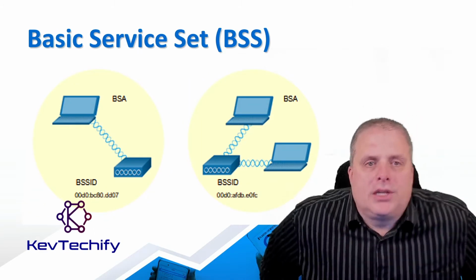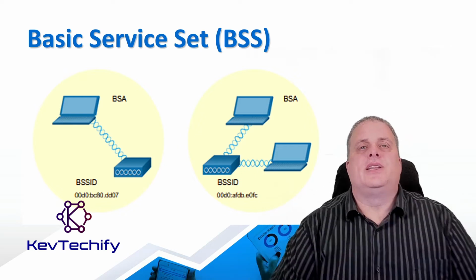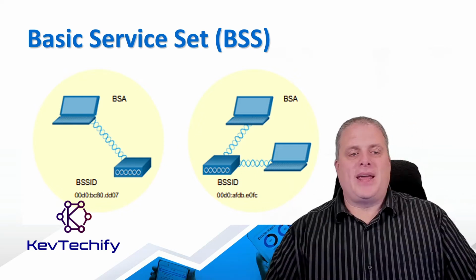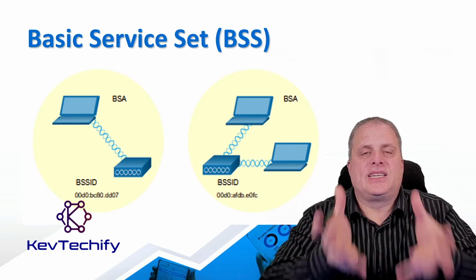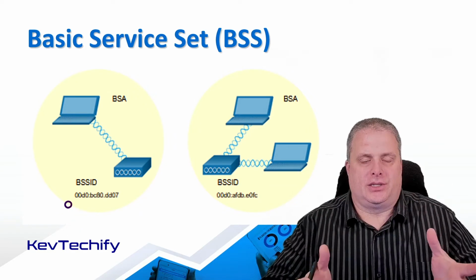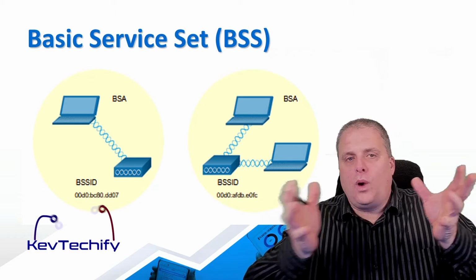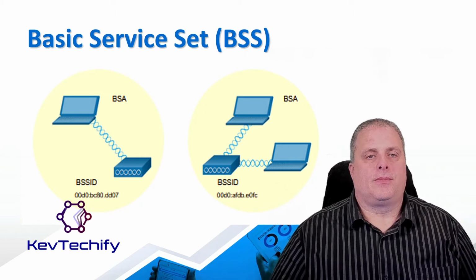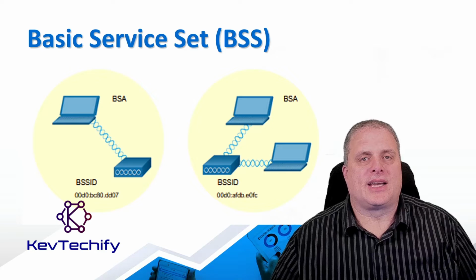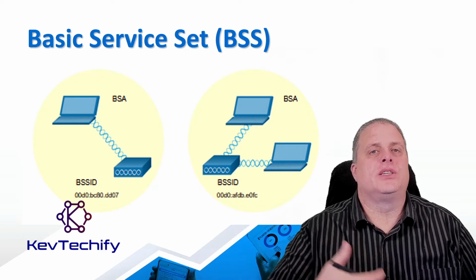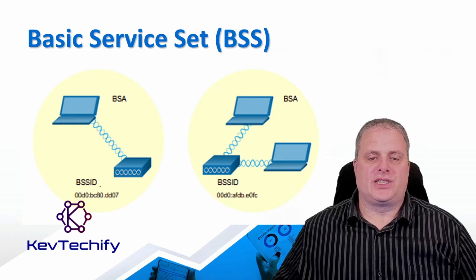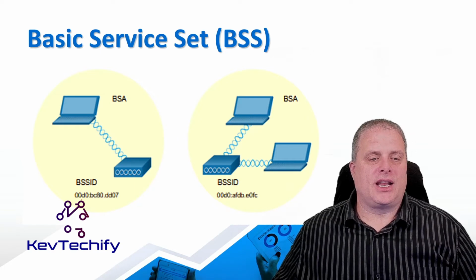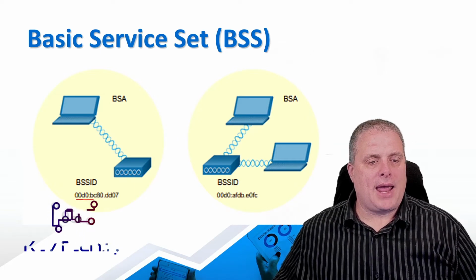Couple more terms we need to talk about: the basic service set and the extended service set. The basic service set is that range that an access point services. It is where that access point has coverage, where that wireless signal is seen by the end user. Now, for every basic service set, there is a basic service set ID, and that is a MAC address.